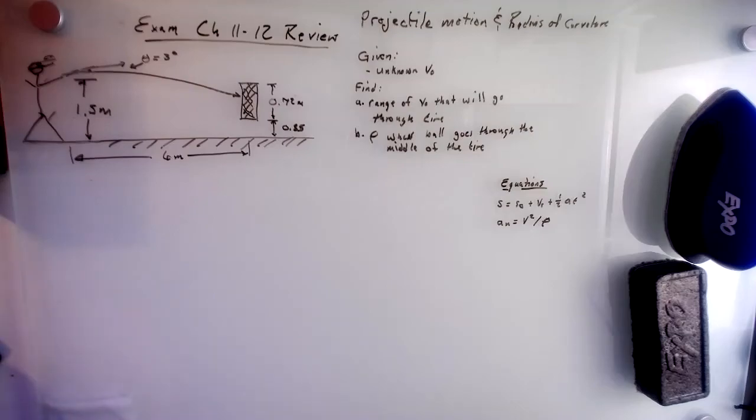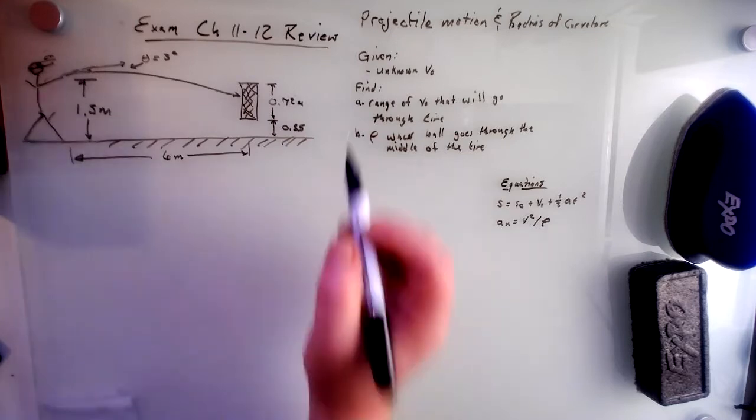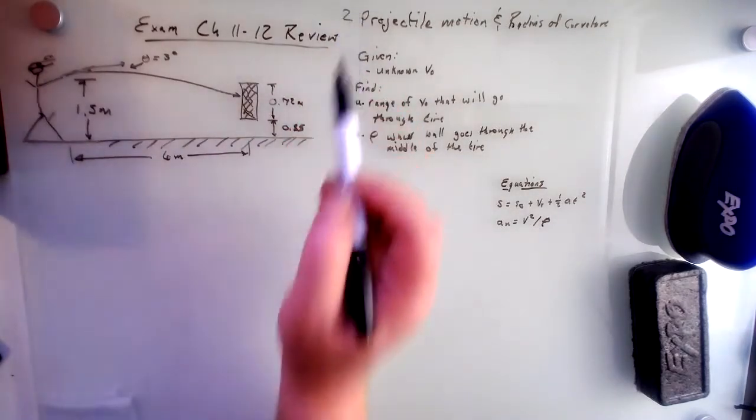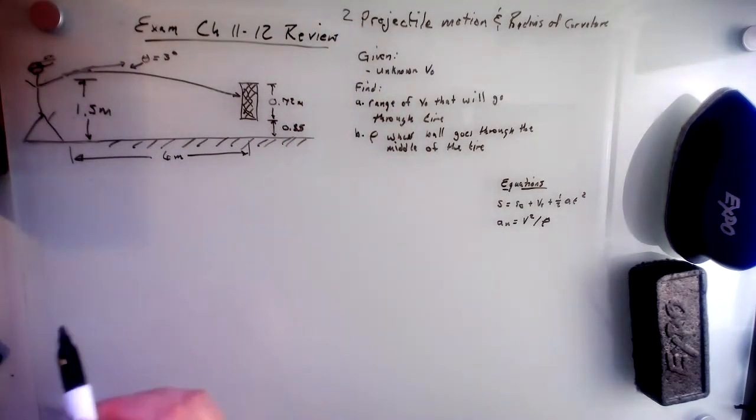Okay, guys, welcome back to our review of the material covering Chapter 11 and Chapter 12. This is the second problem. Let's put a number up here. Let's say number 2. And this is projectile motion and the radius of curvature.